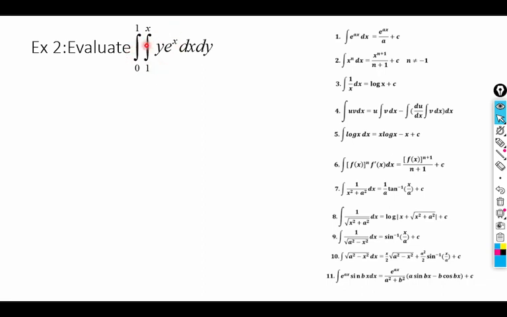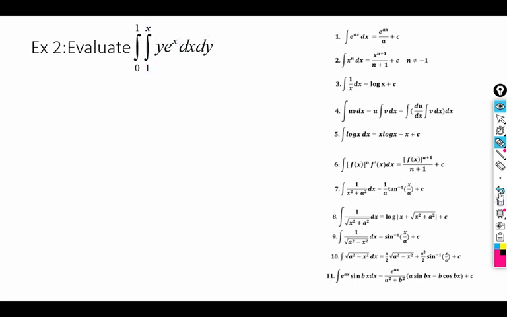Here is example 2. The important difference between the previous example and this one is the inner limits. Inner limits are variable now. The main important thing you should remember is the order of integration. The order of integration is not decided by the given integrand. The order of integration is decided by these limits.